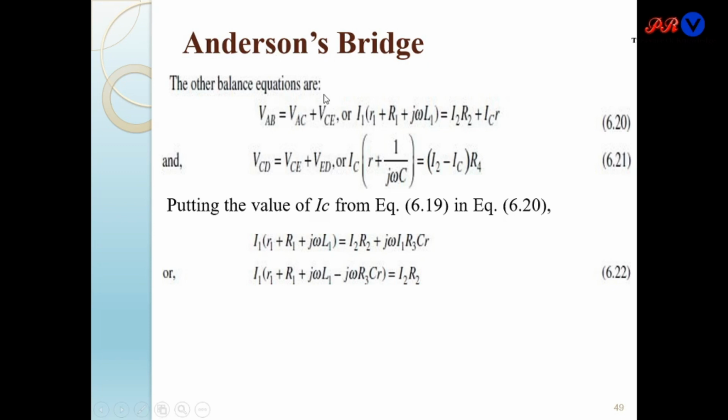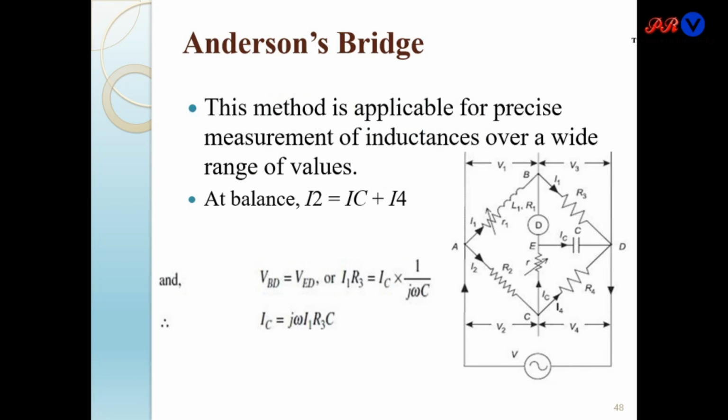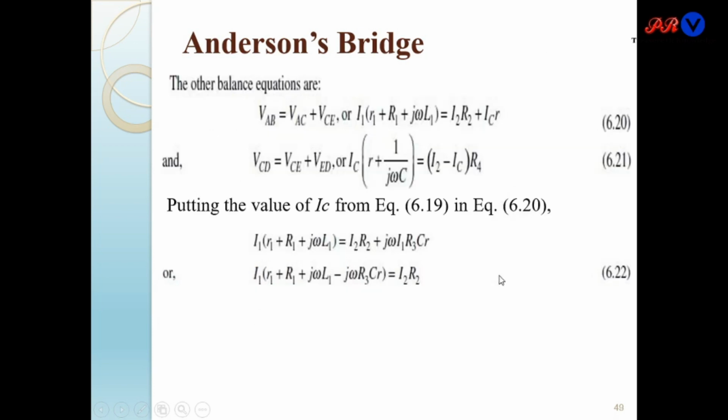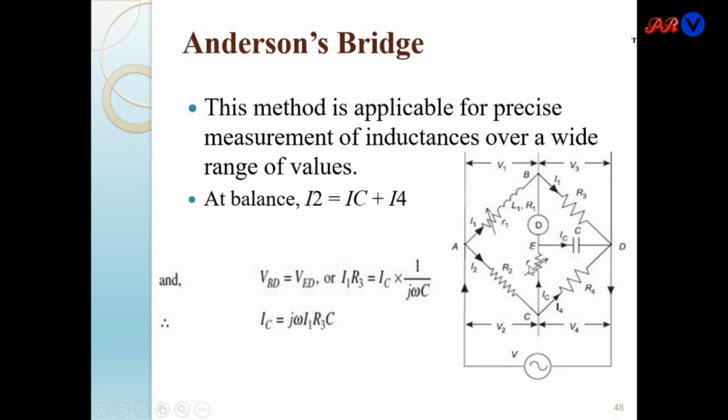The other balancing equations for the bridge are VAB is equal to VAC plus VCE. AB voltage is equal to AC plus CE. This means this voltage must be equal to this voltage plus this branch voltage.